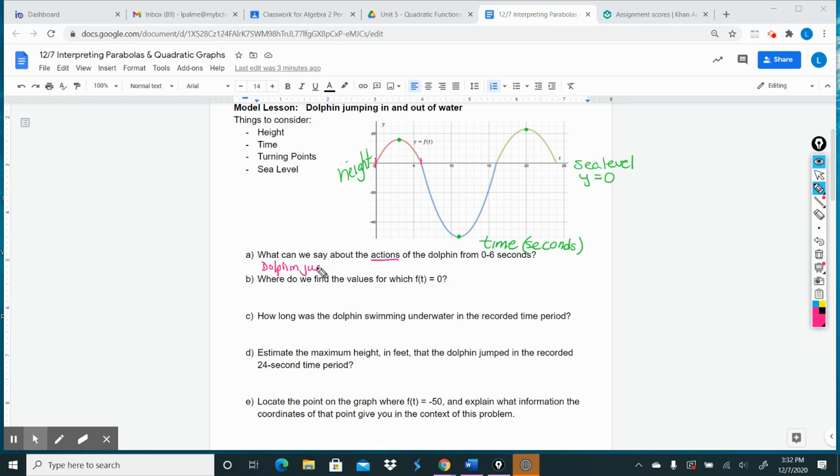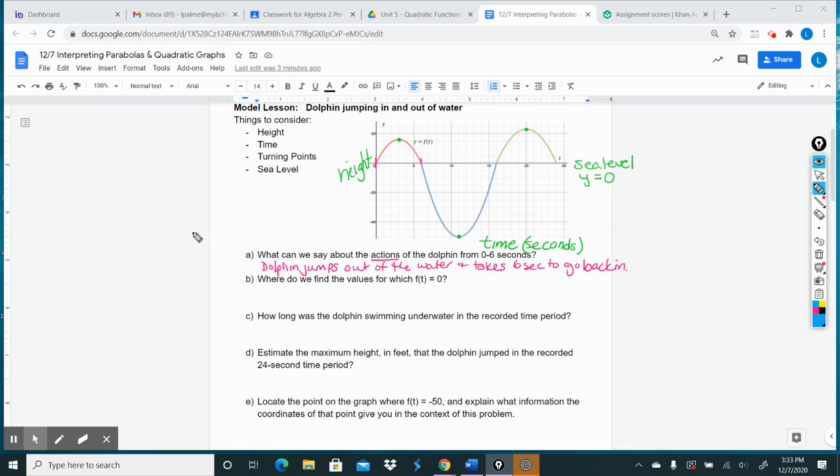jumps out of the water and takes 6 seconds to jump back in, to go back in. Okay. Where do we find the values of f of t equal to 0?